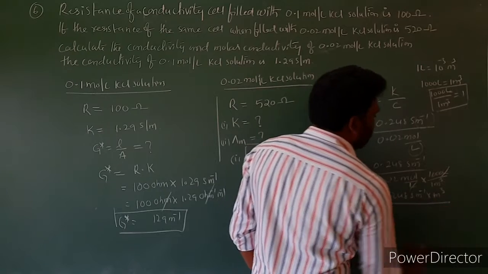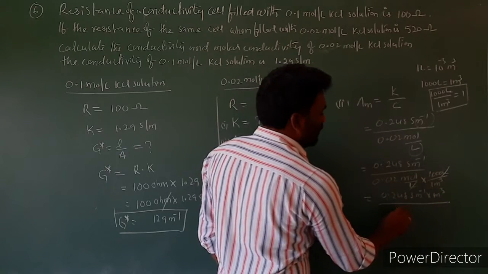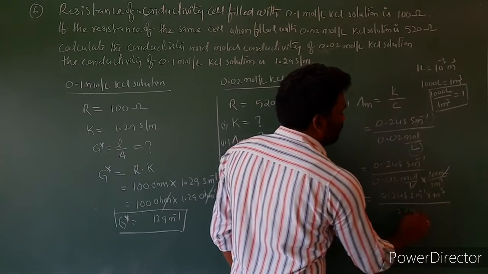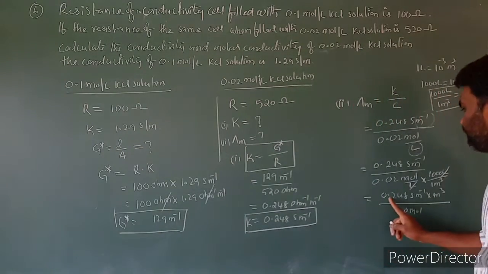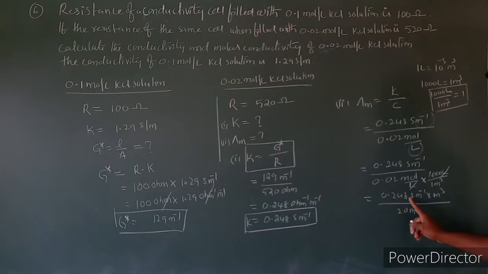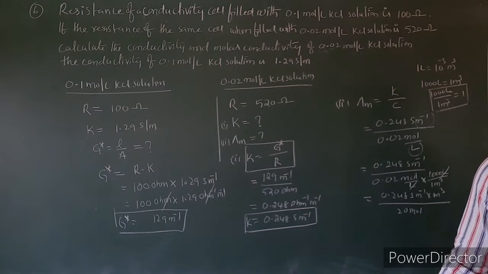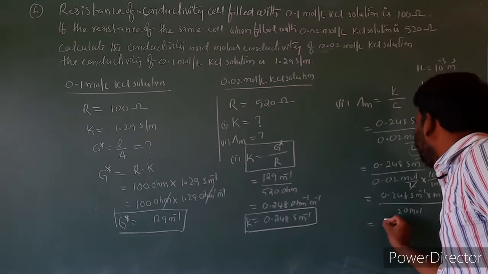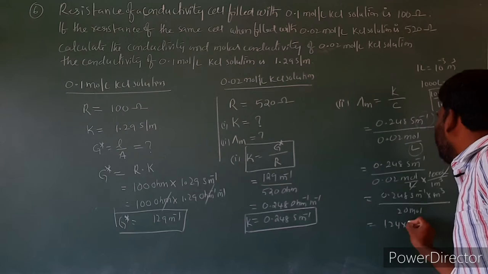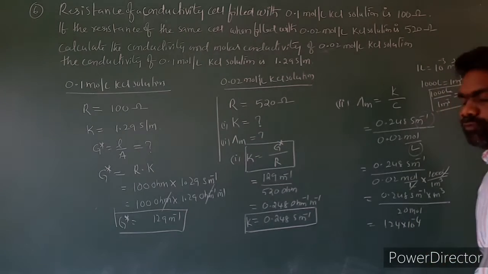Meter cube by 1000 into 0.248, you will get 20 mole, isn't it? 20 mole. So upon simplification of 0.248 into 0.248 by 20, you will get 124 into 10 power minus 4.